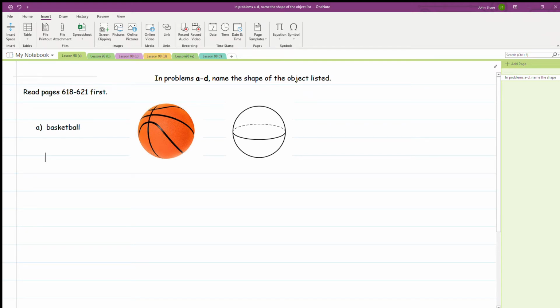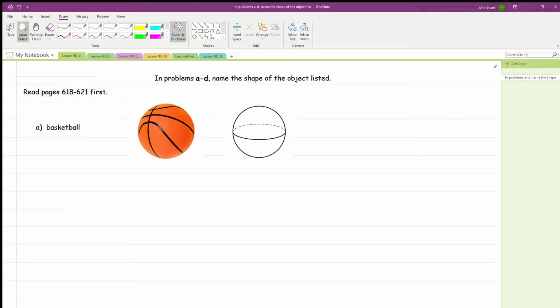Hello, we're going to work on lesson 98 today. Before you start, you want to make sure that you have read page 618 through page 621. Make sure that you look at the definitions for the shapes that we're going to be looking at today.